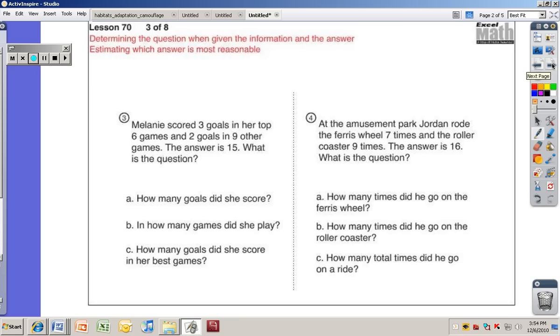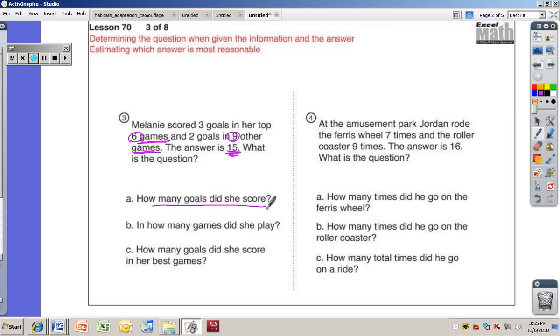Melanie scored 3 goals in her top 6 games and 2 goals in 9 other games. The answer is 15. What is the question? Well, by looking at this, I can see a 9 and a 6. And I know that those add to be 15. So let's think, before we even look at the choices, what that would be. That's 6 games and 9 games. That looks like a total number of games to me.